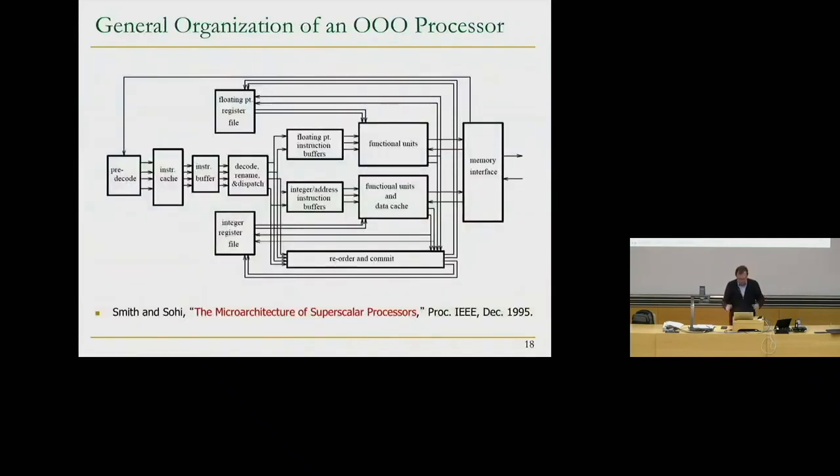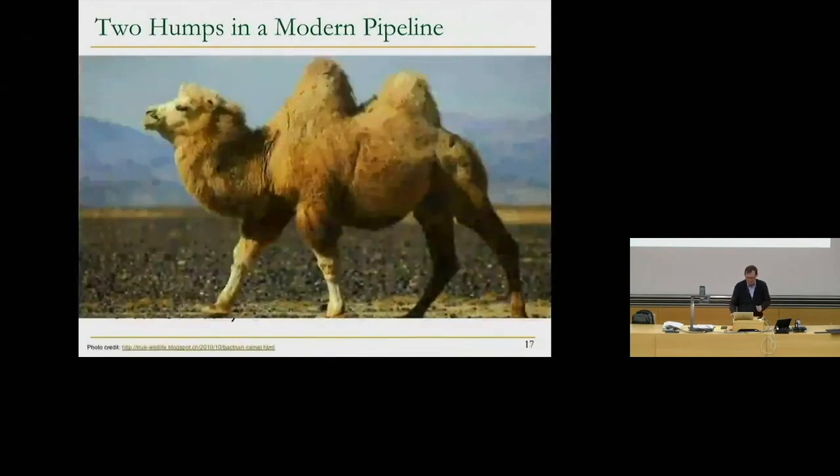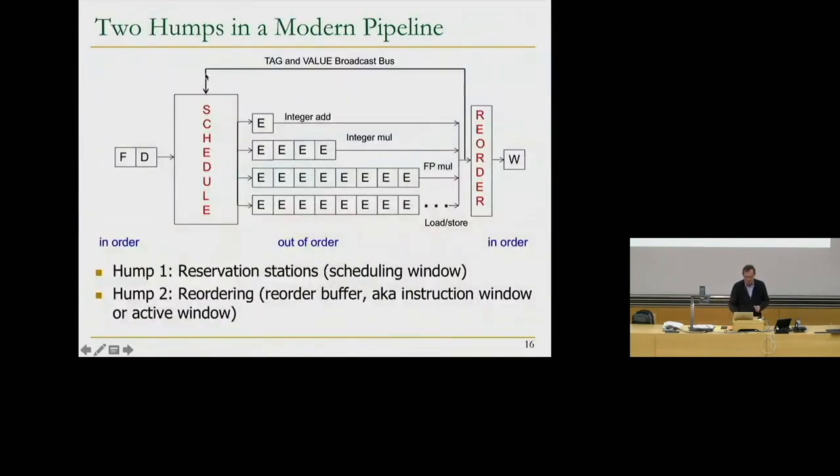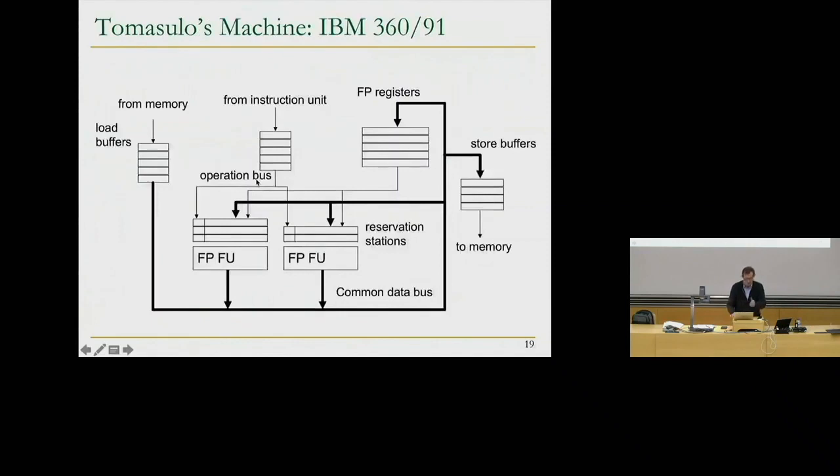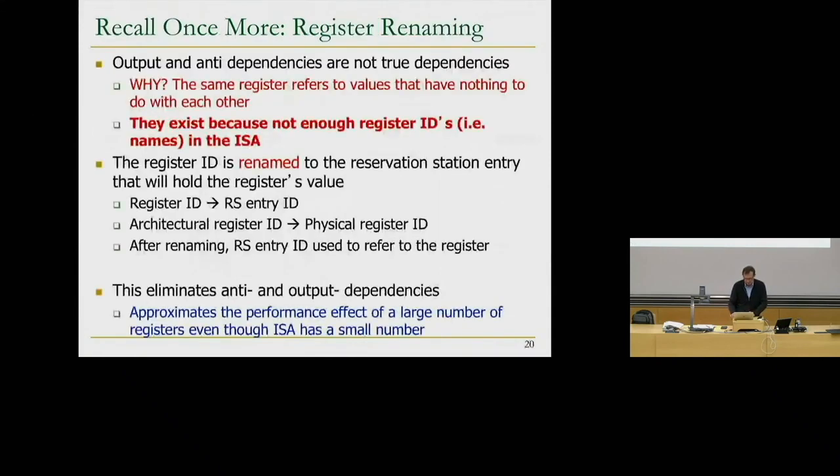But essentially, you have these two big things that are reordering the flow. Here it's in order, here it's out of order, here it's in order back again. And this is from the paper that you're supposed to read, which is still one of the state-of-the-art surveys of how existing out-of-order execution machines behave. So we're going to see this. I'm going to skip this. You can read this. And this is from 1965 when Thomas Sulo designed his machine, the first out-of-order machine.